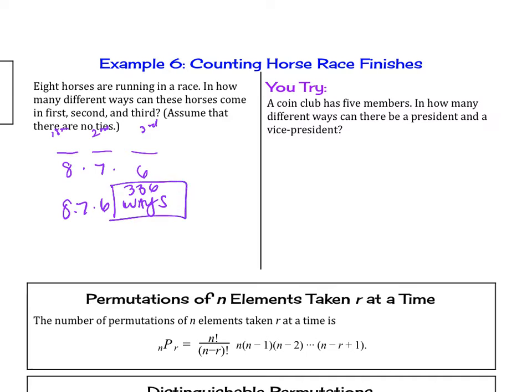So try this example here. A coin club has 5 members. How many different ways can there be a president and a vice president? So for the president and the vice president, there are 5 choices, and then once that person's chosen, there are 4 choices. So therefore, there are 20 ways that there could be a president and vice president.